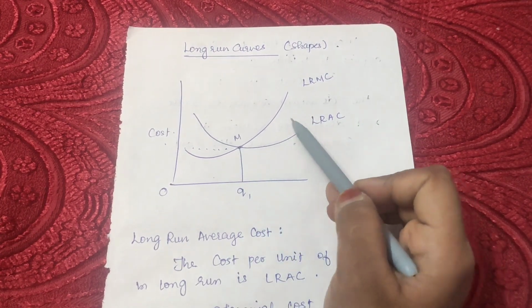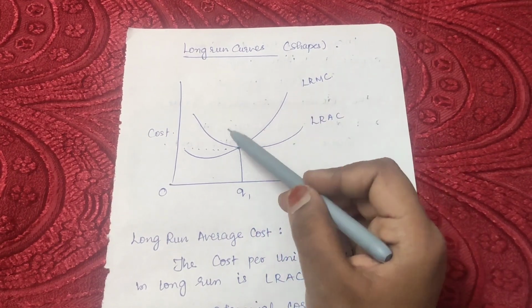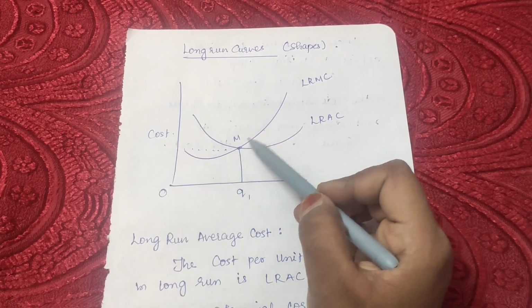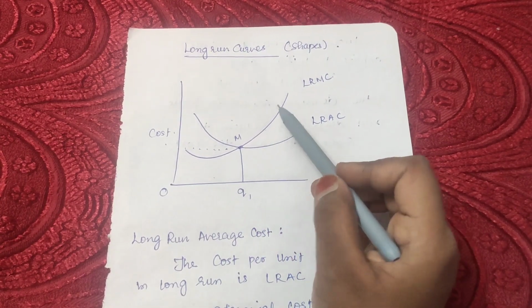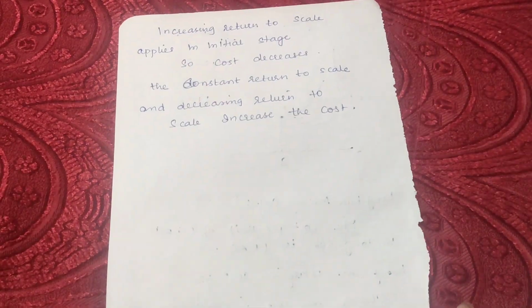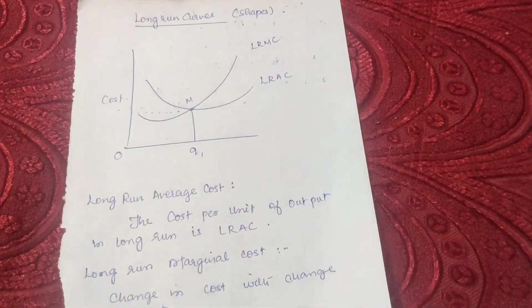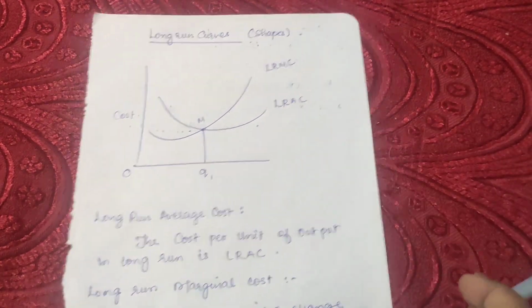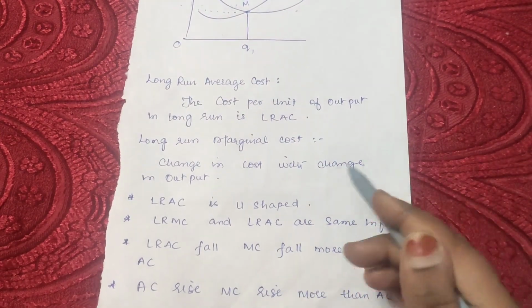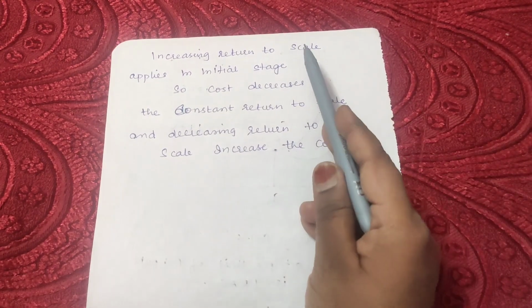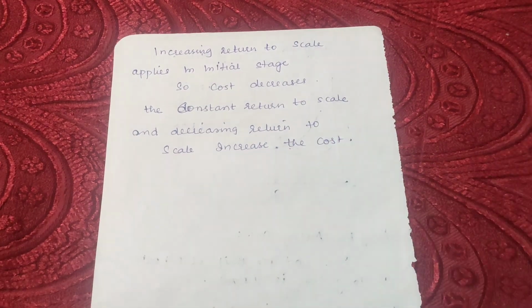So in this manner the LRAC and LRMC curves are U-shaped. When AC is falling, MC falls more than AC. When AC is increasing, MC increases more than AC. It is all due to the increasing, decreasing and constant returns to scale. That is what you need to write. I hope this surely helps you. At least you can attempt it, because for the diagram itself you will get 2 marks, based on these points you will get 2 marks, and by writing the concept of why they are U-shaped, because of increasing, constant and decreasing returns to scale, you will get 2 marks.